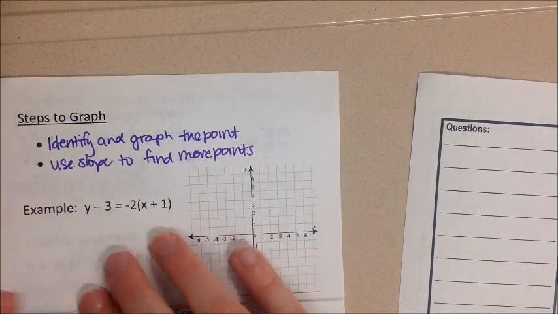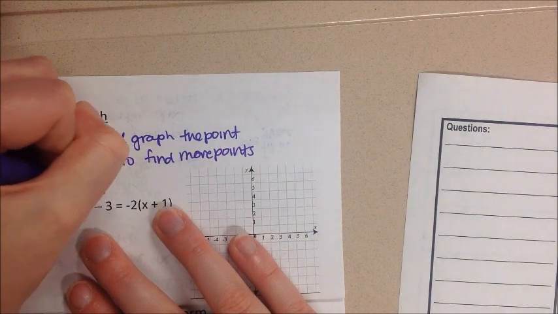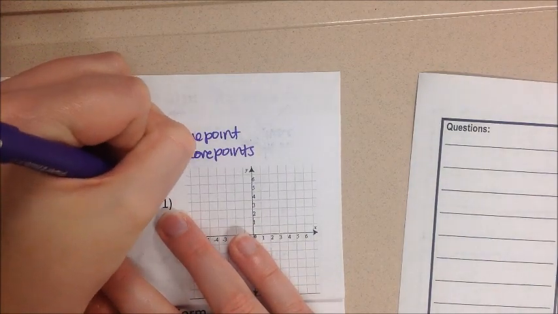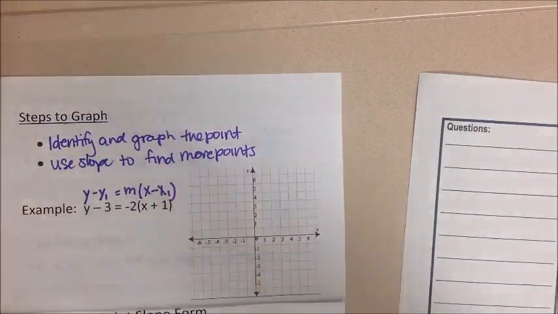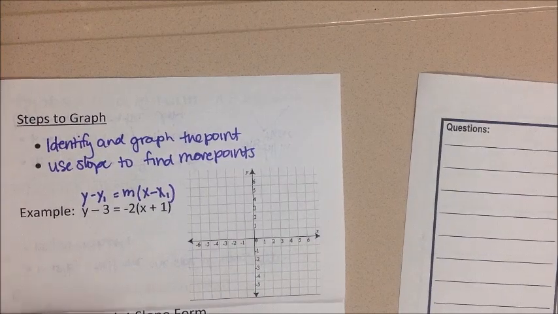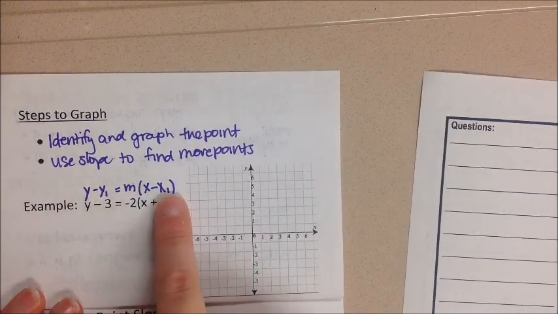Now I'm going to rewrite my point-slope form right here so that we can identify the point here. In order for me to just pull the numbers out, it needs to look exactly like this.